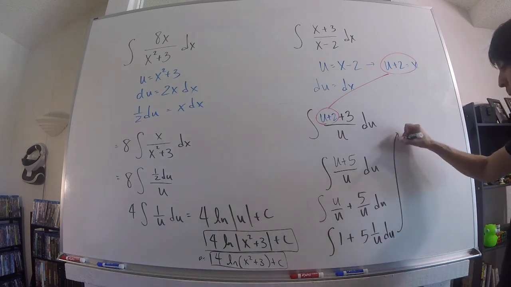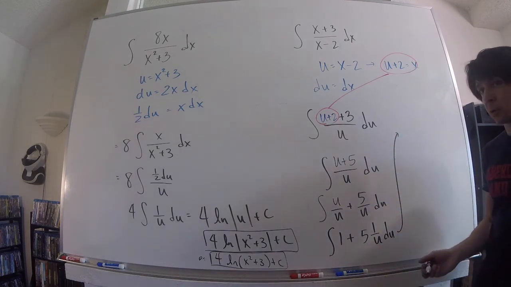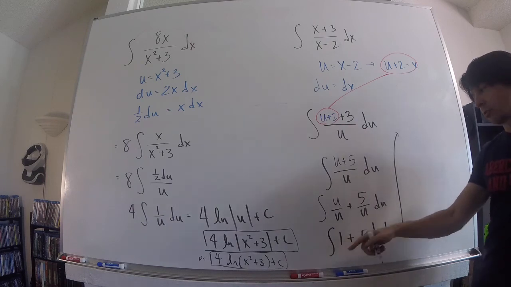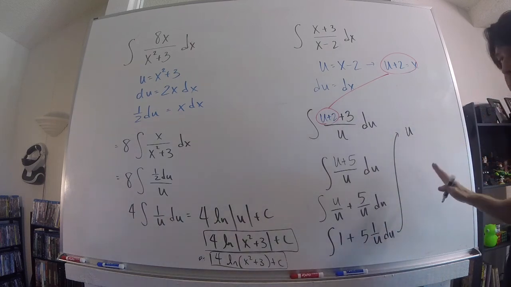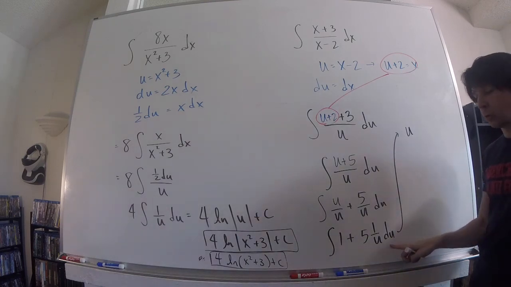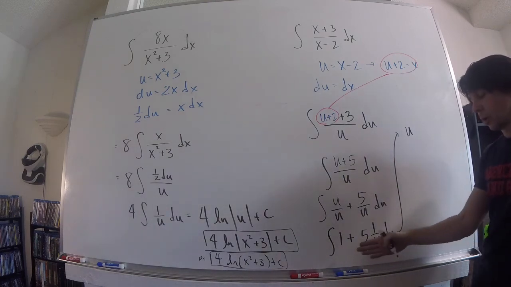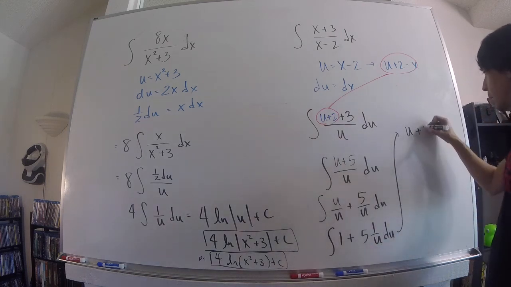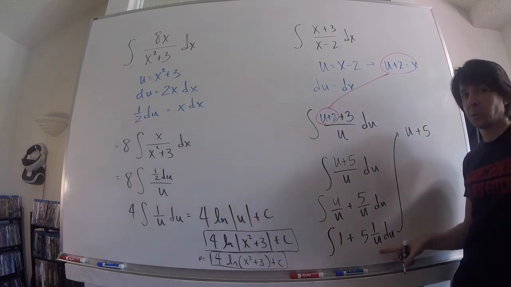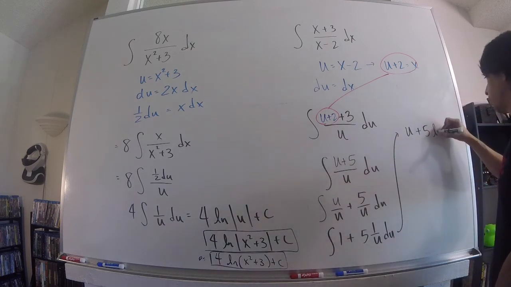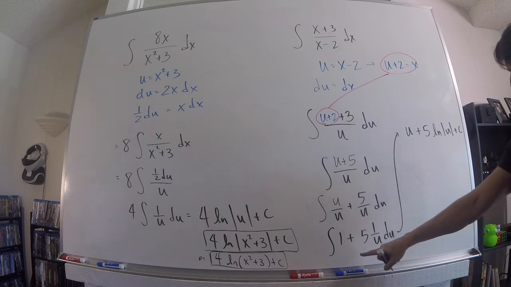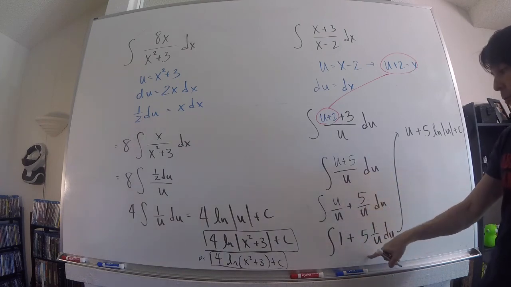I'm now ready to take my antiderivatives. Two separate terms I have to deal with. Antiderivative of 1 is just u. Keep in mind, I'm integrating with respect to u, so it's not x, it's u. I'm going to bring that 5 down, and then note that the antiderivative of 1 over u is ln of u, plus my c, and that's my antiderivative of this integral after I've broken it down.